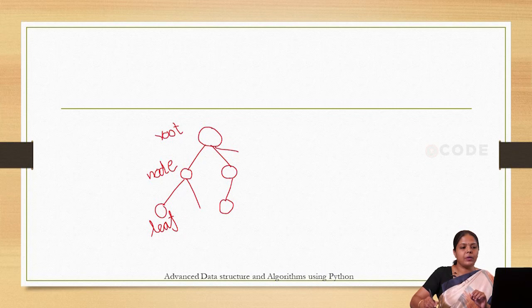It will be having a root. I'm talking about the tree now. So it will be having a root, and below that it will be having a branch. The branch below will have a node. This is said to be a node. That can have another branch, and like that it will go. If there are no more branches, the last node is said to be a leaf.